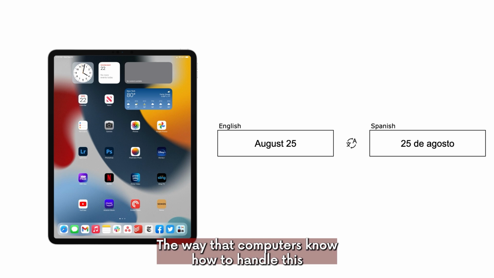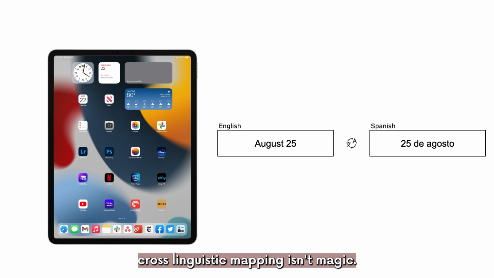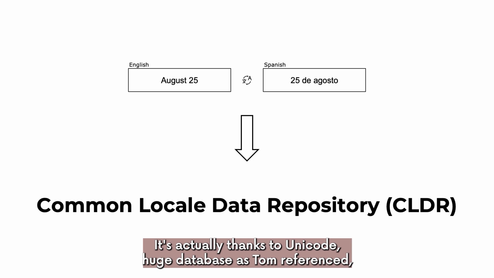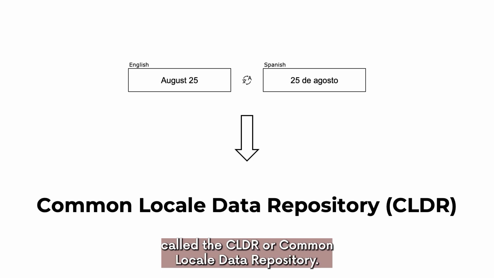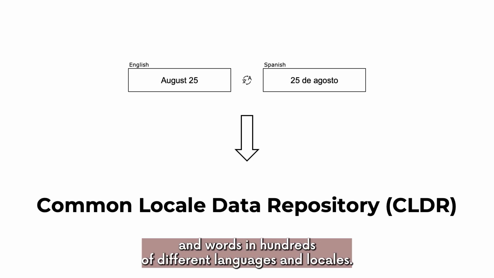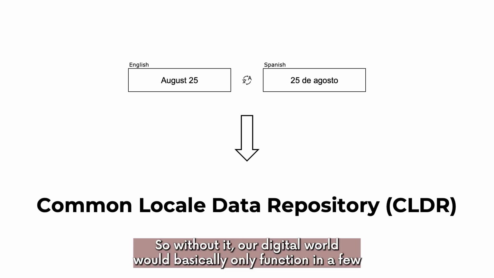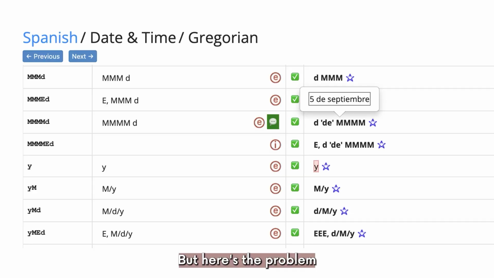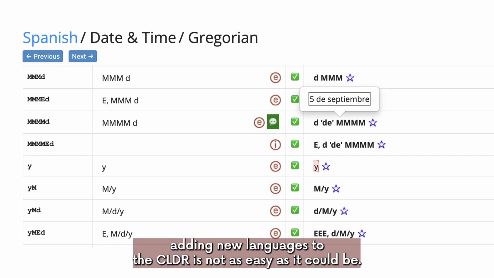The way that computers know how to handle this cross-linguistic mapping isn't magic. It's actually thanks to Unicode's huge database, as Tom referenced, called the CLDR, or Common Locale Data Repository. It tells your devices how to display dates, times, and words in hundreds of different languages and locales. So without it, our digital world would basically only function in a few of the dominant languages. But here's the problem. Adding new languages to the CLDR is not as easy as it could be.